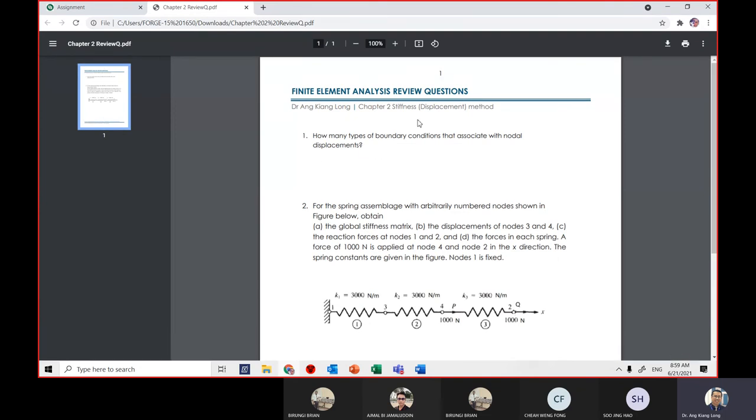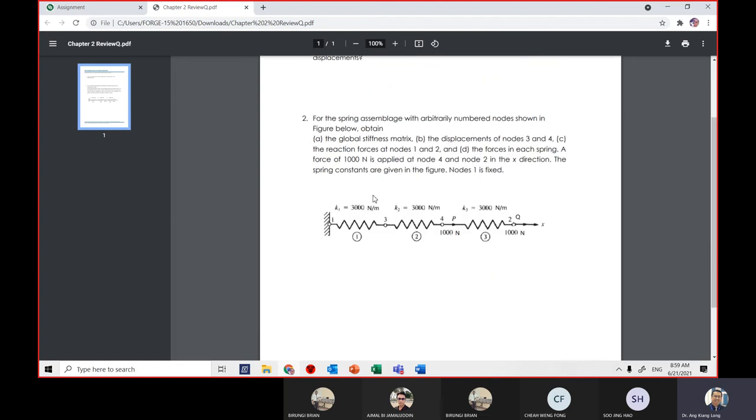One, it asks what is the boundary condition, how many types of boundary condition. Number two, there's one question. I already changed the number, and in this question I changed one of the points here. Try to find the global stiffness matrix for this spring system, the displacement at points 3 and 4, and the reaction force at points 1 and 2 here.